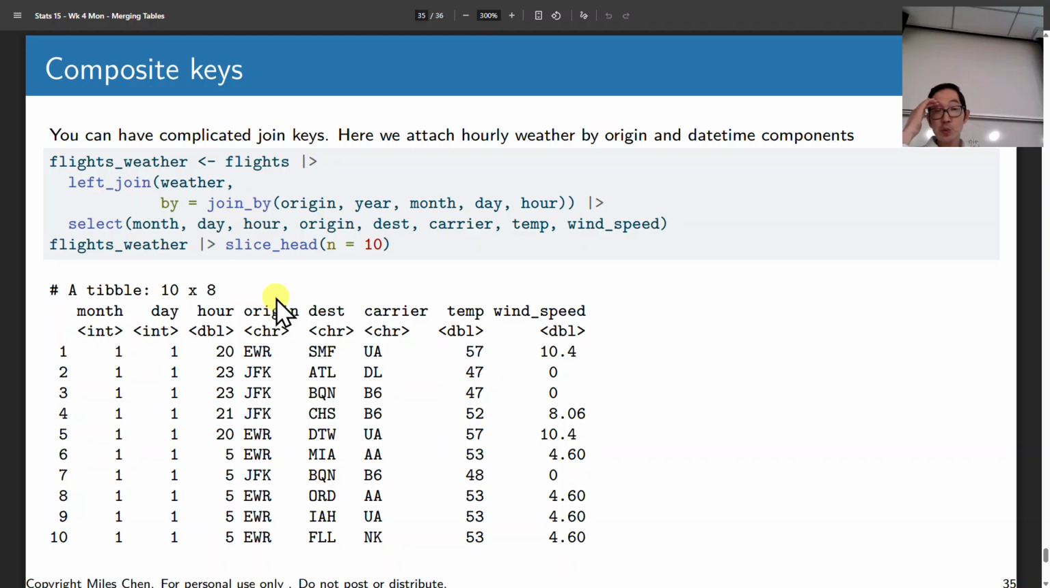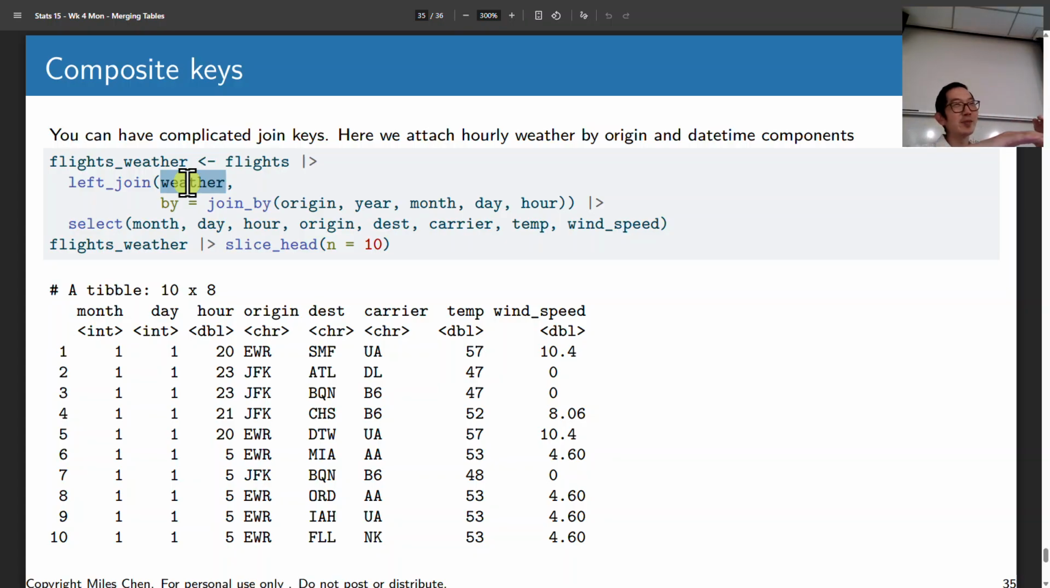Okay, and then this one is, what if you wanted to have a very complicated joining thing? This is what we would call a composite key. This is where you can say joined by a whole bunch of different columns. There is a table called weather. And at JFK Airport on January 1st at 6 a.m. this was the temperature and wind, okay?